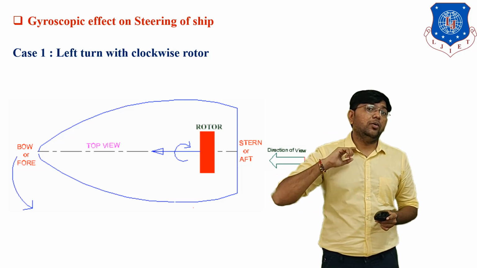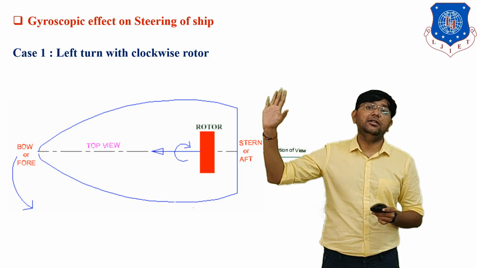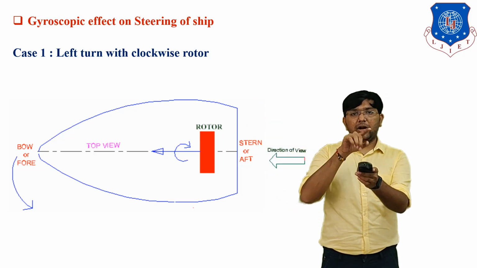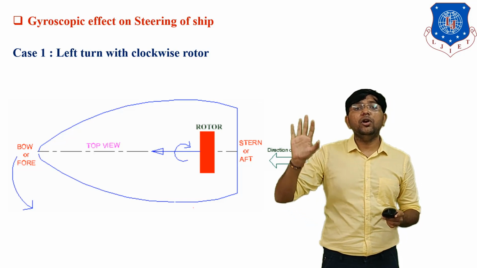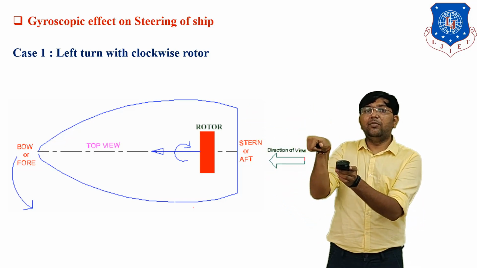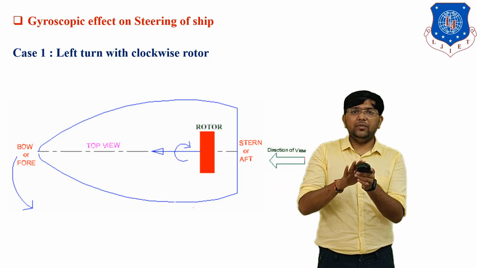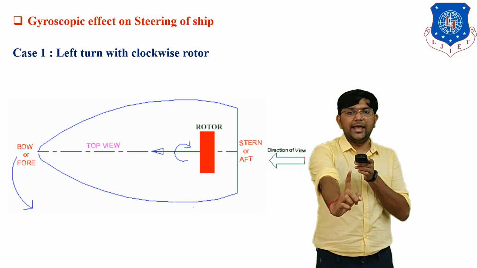So first of all, you have to identify the direction of angular momentum using the right-hand thumb rule. Clear? So the rotor rotates in the clockwise direction. Put your fingers in the clockwise direction like this. At that time, the thumb indicates the direction of angular momentum. So in this case, the direction of angular momentum is in the forward direction.